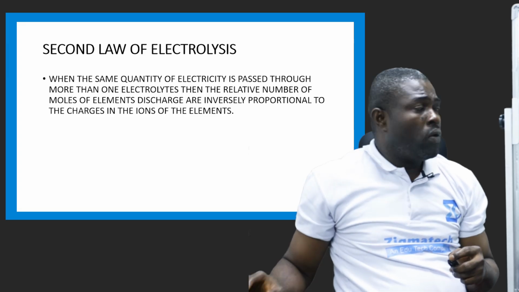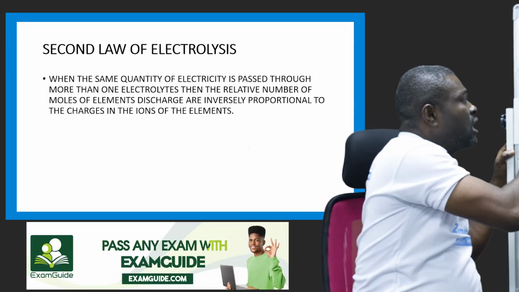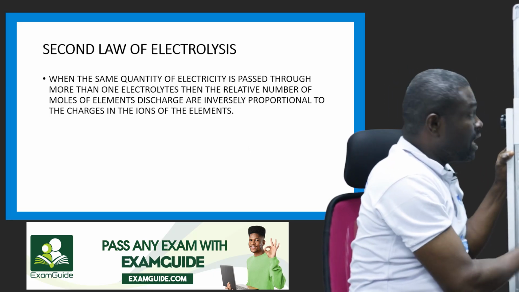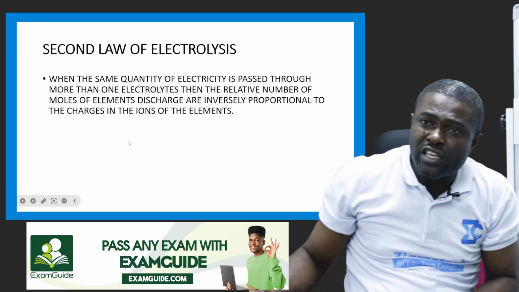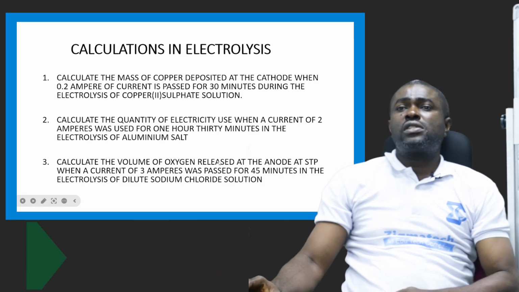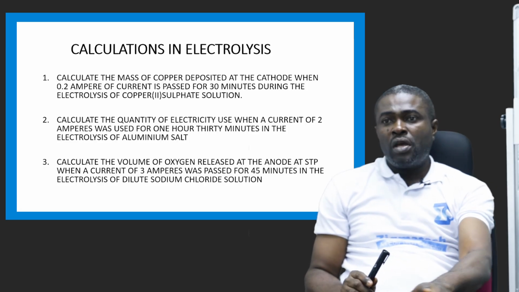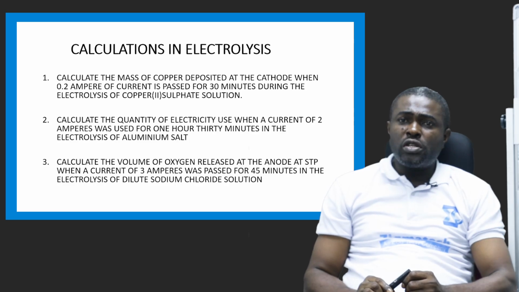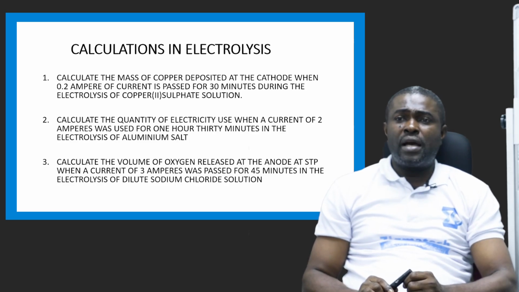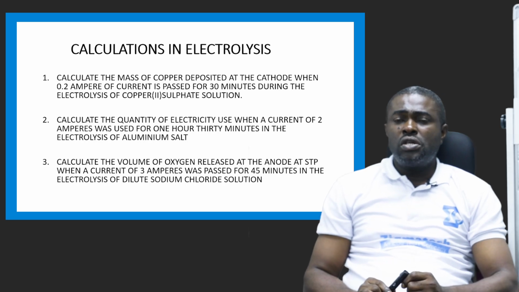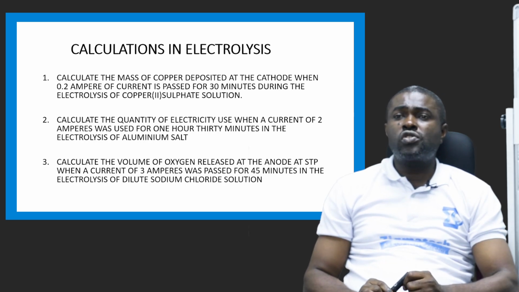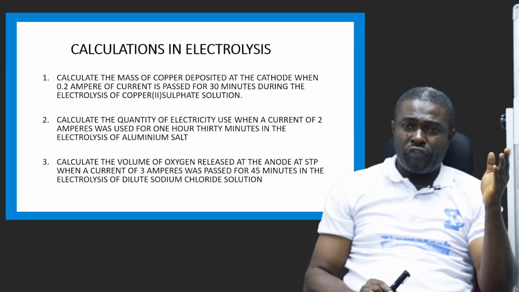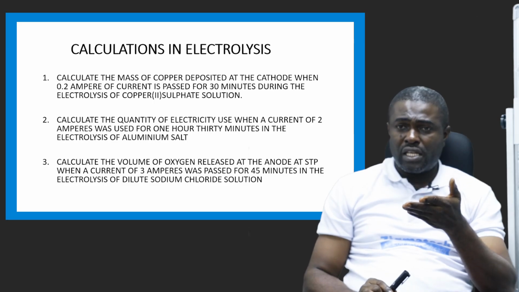Okay. Now, having said that, we are going to look at some questions. Let's look at the first question there. It says, calculate the mass of copper deposited at the cathode when 0.2 ampere of current is passed for 30 minutes during the electrolysis of copper(II) sulfate solution. As I said before, what we have on the slide is still the copper sulfate.